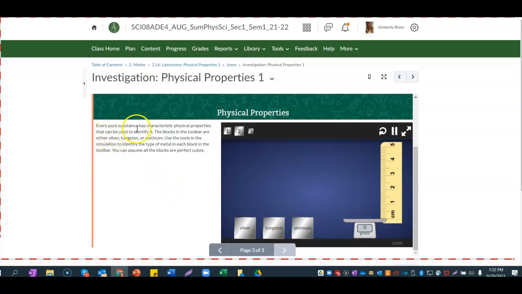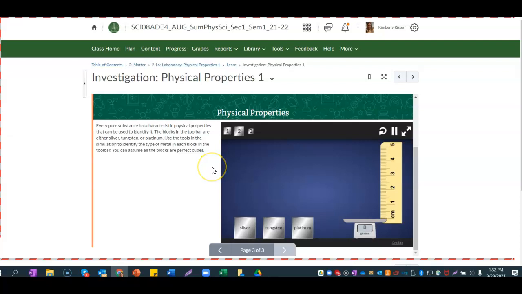So every pure substance has characteristic physical properties that can be used to identify it. The blocks in the toolbar, up here, are either silver, tungsten, or platinum. So we're going to use the tools in the simulation to identify the type of metal in each block in the toolbar. And you can assume all the blocks are perfect cubes.